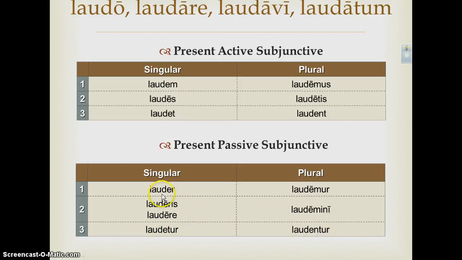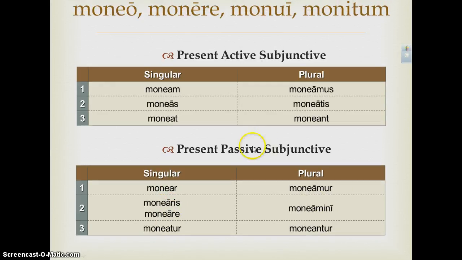Second conjugation, the subjunctive vowels are EA. So, moneam, with the second conjugation verb. Moneam, moneas, moneat, moneamus, moneatis, moneant, right? And then with the passive endings for the present passive subjunctive: monear, monearis, moneatur, moneamur, moneamini, moneantur.